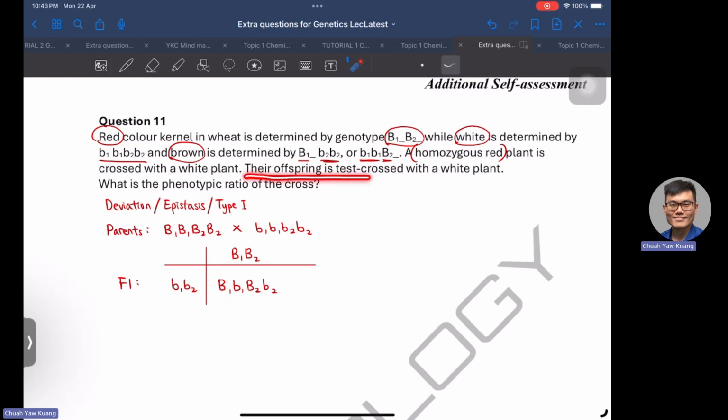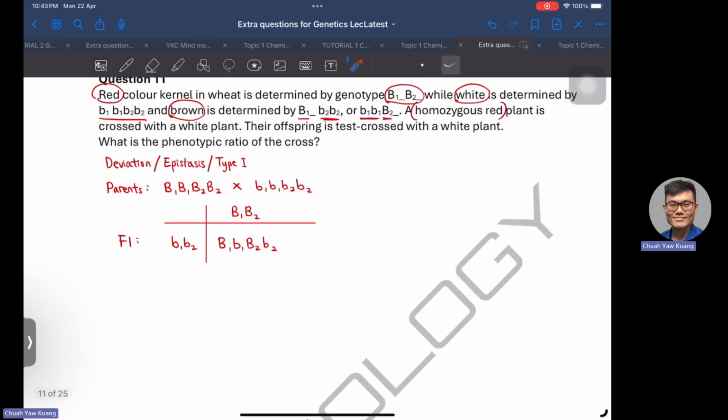Their offspring is test crossed with a white plant. So that means that after the F1 is produced, the offspring is test crossed with the white plant to produce the F2 generation. So with that, again, we will have to write the parents for the F1, when F1 crosses with F1, so crossed with the same one, heterozygous.